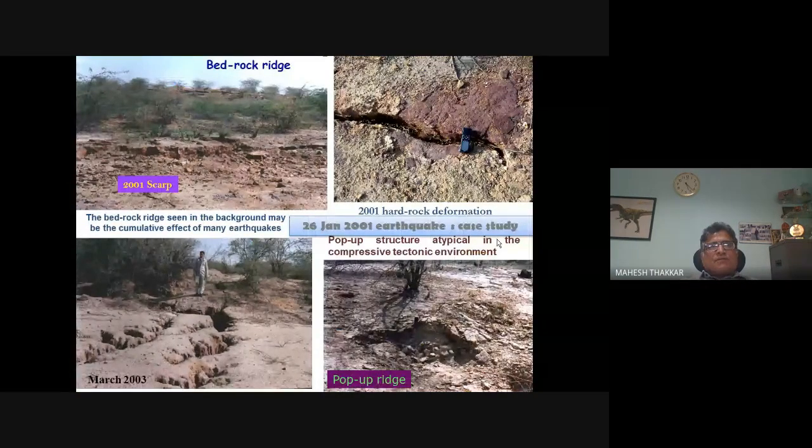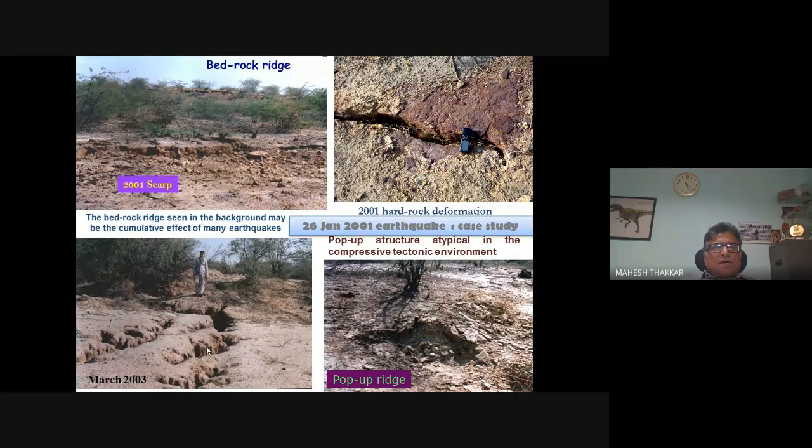There are some pictures where the bedrocks are also disrupted in 2001. So these are the pictures where bedrock are disrupted in the Wagad area. So these are some tent structures. For the first time, we noticed these tent structures in Kachchh, not only in Kachchh, but all over the world. Such kind of tent structures are very rare. And that is why when we worked with Professor Jim McCalpin, he has incorporated this kind of structures in the latest version of his book, Paleoseismology.